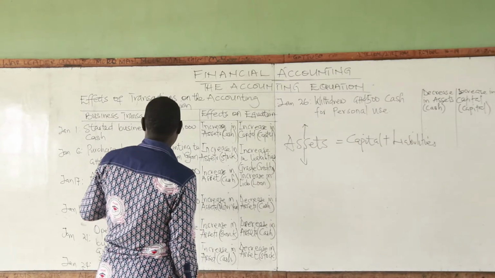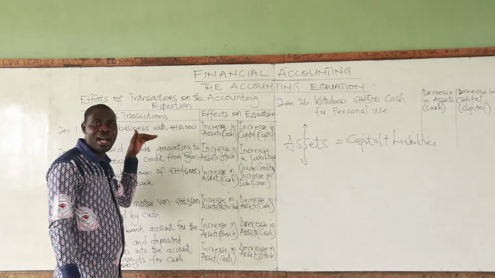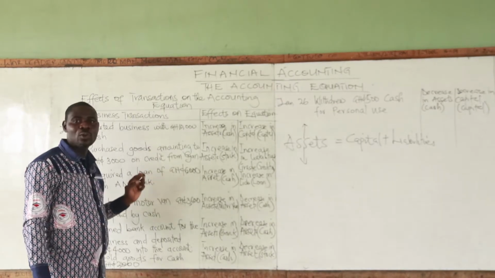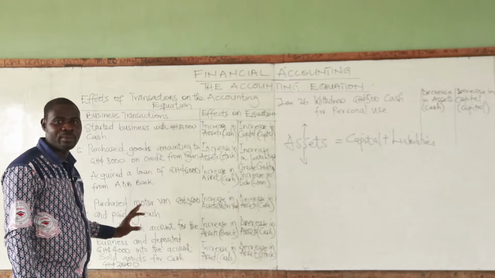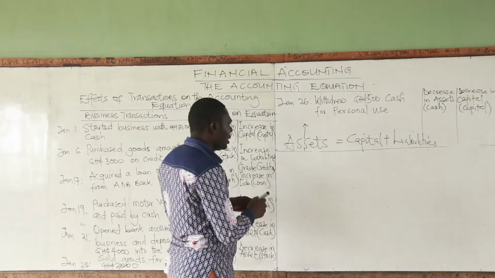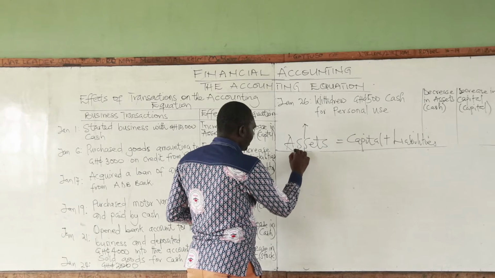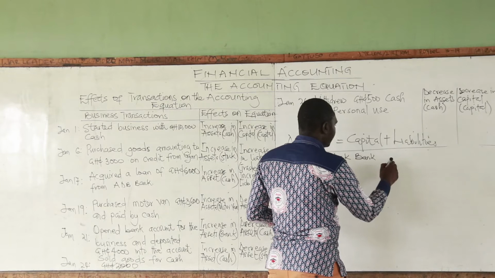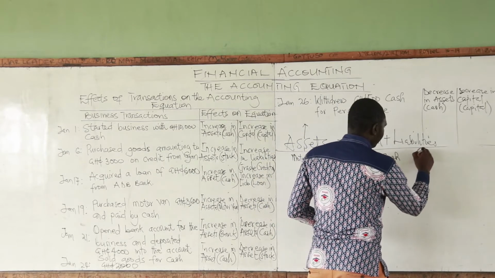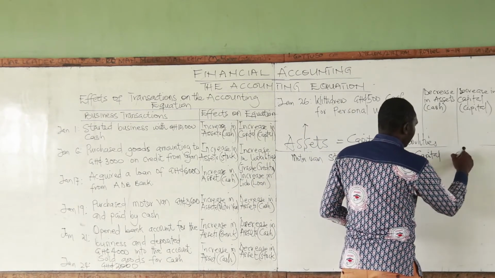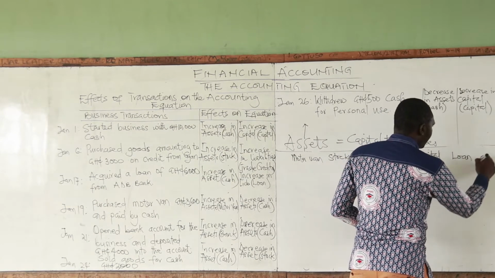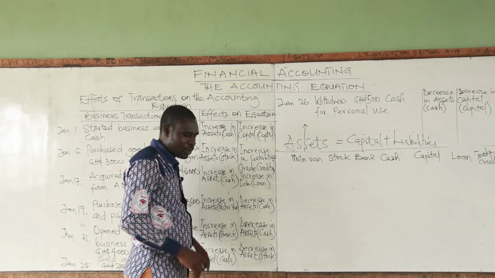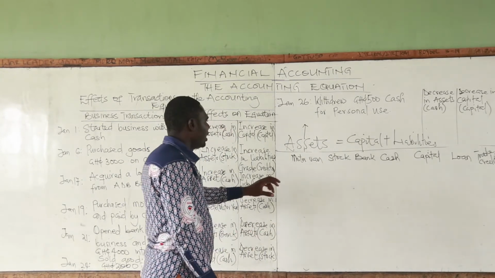The exercise is that we are going to identify our assets, identify our liabilities, and also identify our capital. So let's start. Let's start with motor van and then look at stock. We also have bank and we have cash. We have capital. We have loan from bank and we have trade creditors. Okay, creditors. All right.